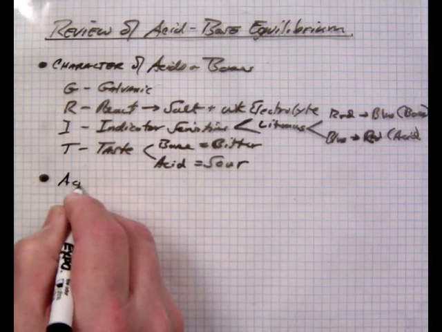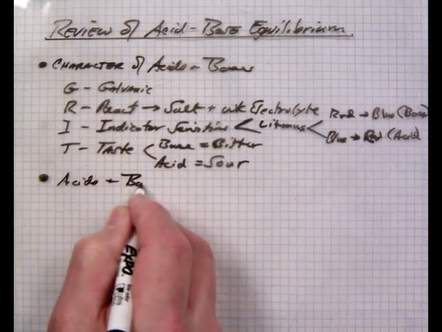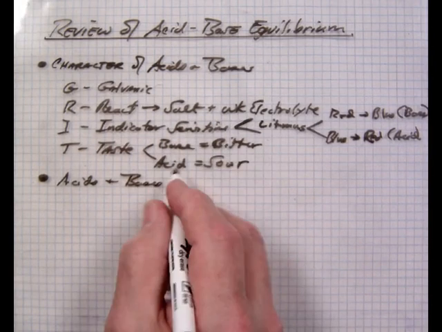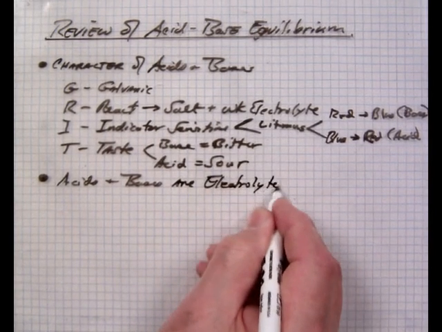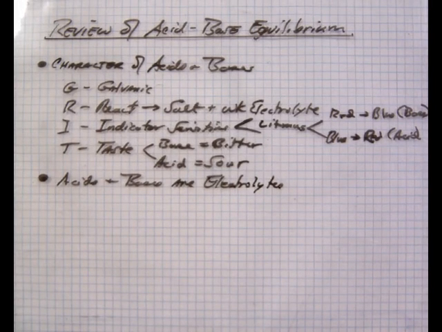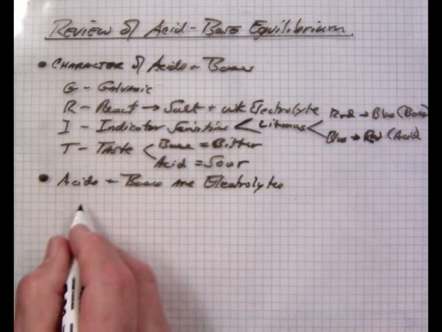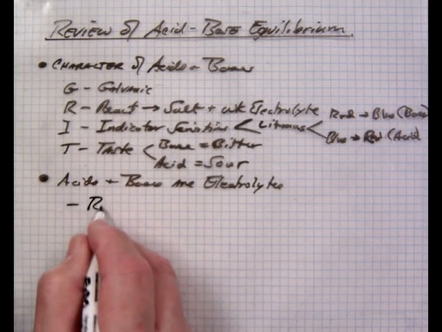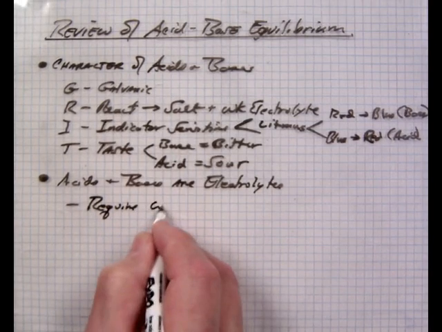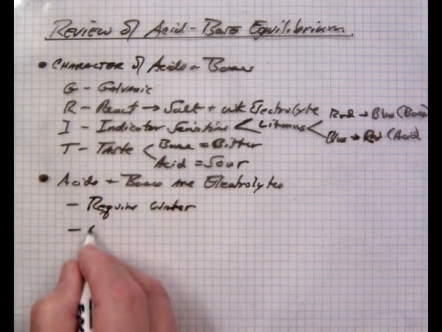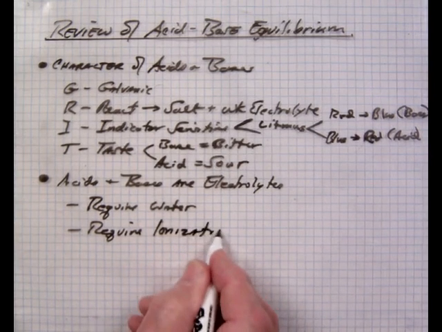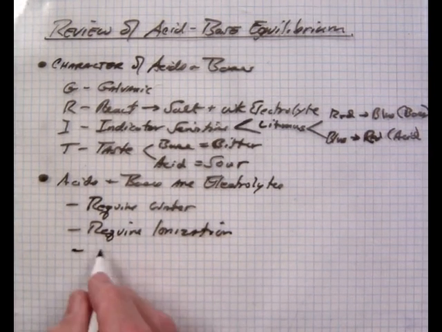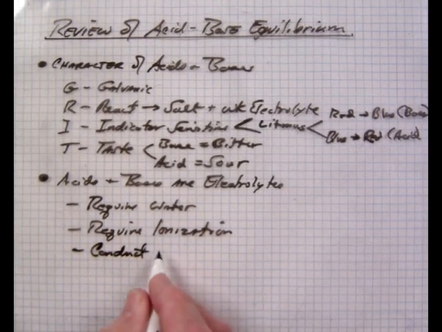Okay, acids and bases, regardless strong or weak, are electrolytes. And the word electrolyte refers to conduction of electricity in aqueous solutions. So the first thing is acids and bases require water, and then they require ionization, and then as an electrolyte they conduct electric charge.